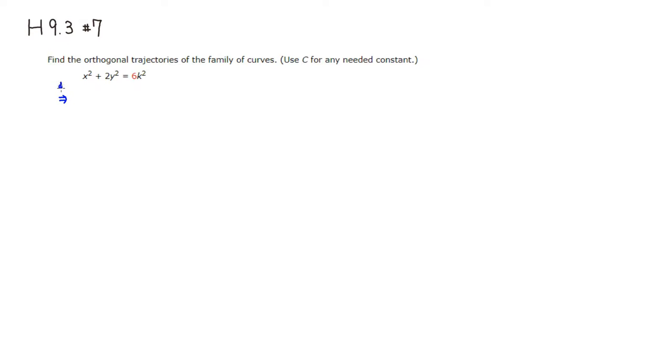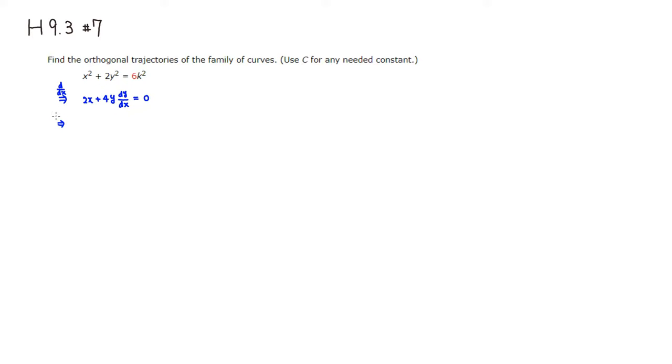Take the derivative with respect to x. So we get 2x plus 2 times 2, which is 4y, times dy over dx, is equal to 0, because k is a constant, so the right-hand side is 0. Now let's find dy over dx.